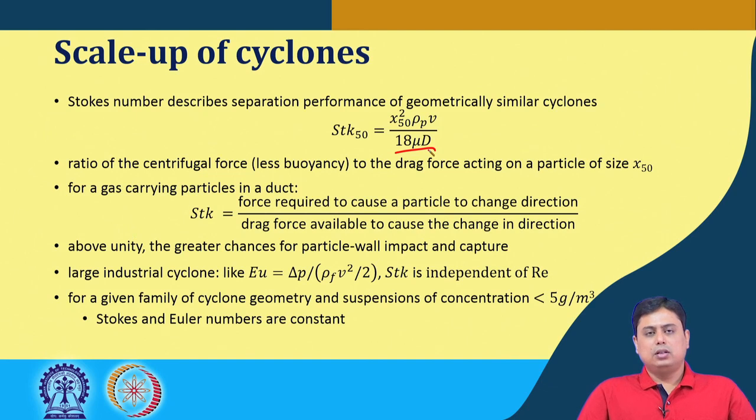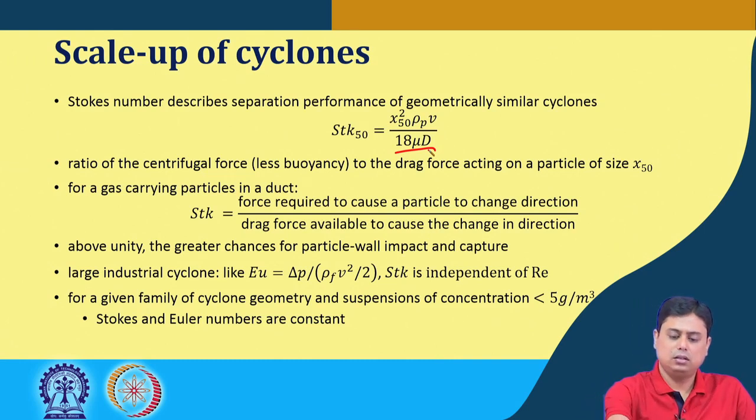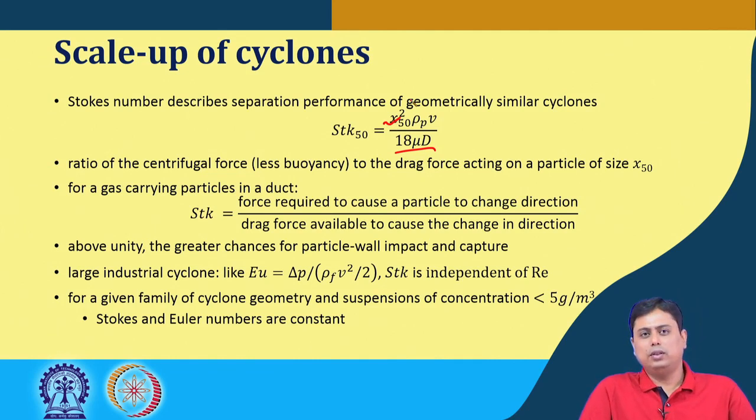Now this Stokes number, similar to the Euler number, is also constant within a certain range. Physically, this number tells us that it is the ratio of the centrifugal force minus the buoyancy force, divided by the drag force that is acting on a particle of size x50. So it is the net force of centrifugal and buoyancy, divided by the drag force acting on a particle of the cut size, that is x50.